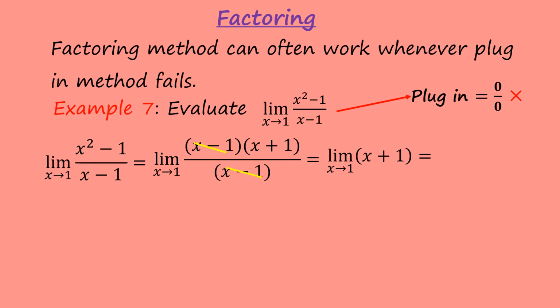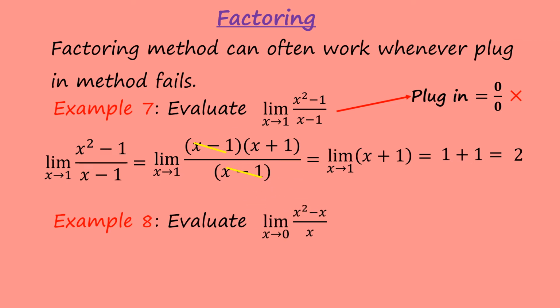Then, if we cancel out, we are going to be left with x plus 1. So we have limit x tends to 1 for x plus 1. And if we plug in the 1 there, we have 1 plus 1, which is 2. Let's consider another example. So we want to evaluate this.